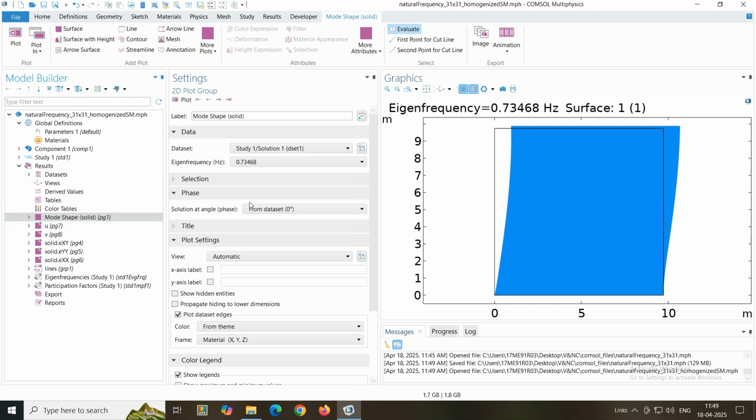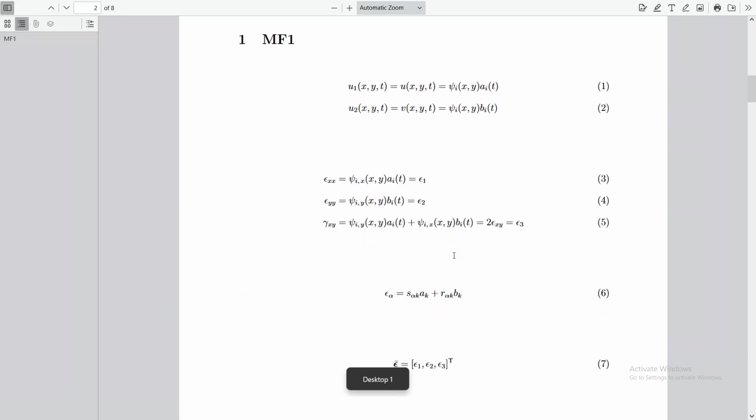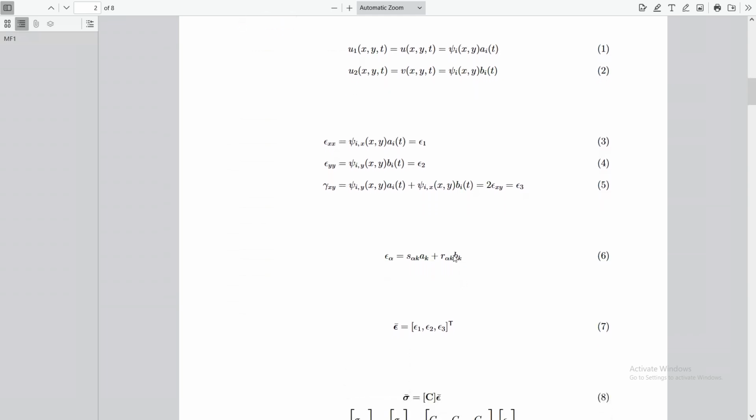Now, using the effective properties, we can find an analytical solution to the problem. For this, I am using MATLAB. I'll show first the formulation. Here is the complete formulation, which I've written mostly in terms of matrices so that it is easy to implement in MATLAB. U1, U2, or U and V denote the displacement components in the x and y direction.